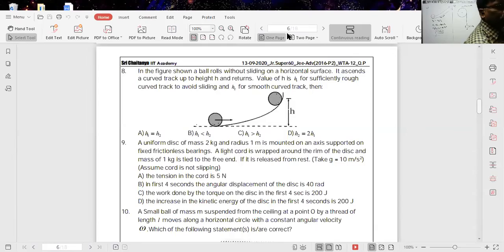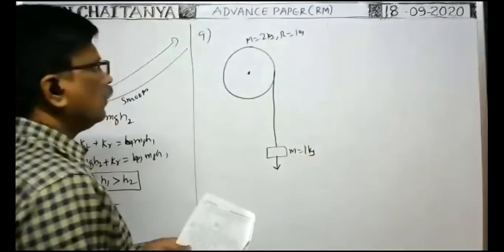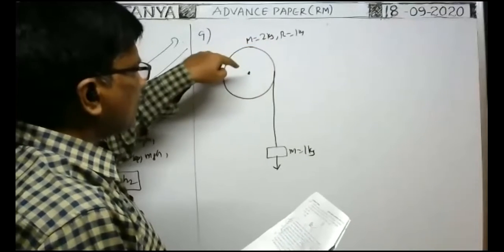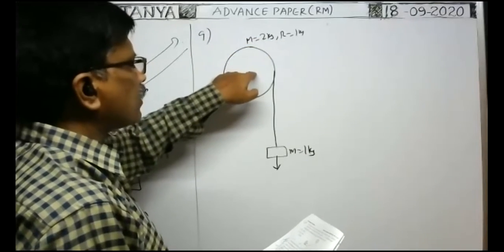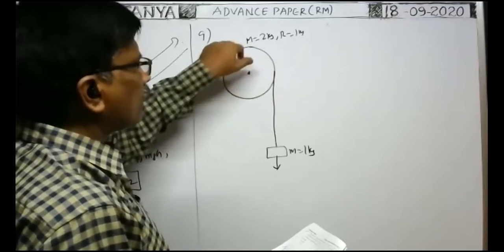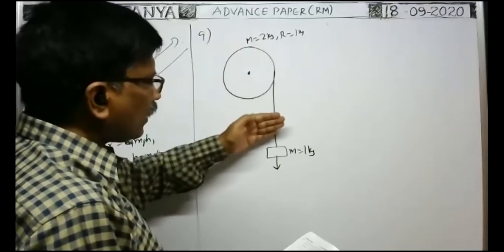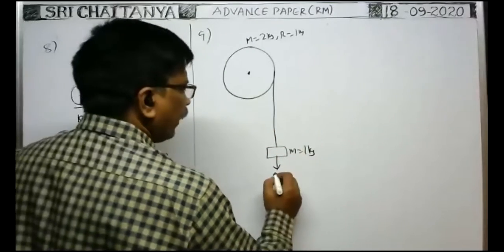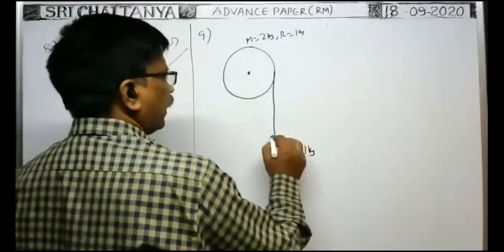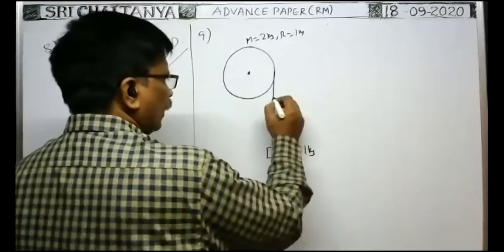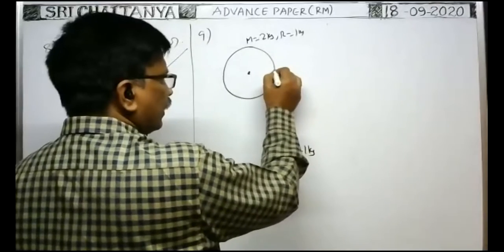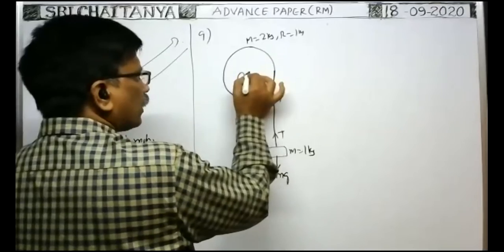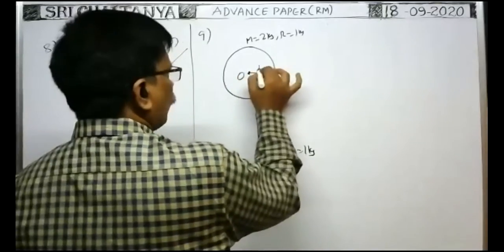So all of you see the problem here. There is a uniform disc of mass 2 kg, radius 1 meter. It is made to rotate freely about a horizontal axis. A string is wound around this disc, and at the other end of the string, a block of mass 1 kg is fixed. Whenever it is released, the weight mg acts vertically downwards. At the same time, tension acts in the upward direction. The same tension pulls the string, so that due to tension, some torque acts on this pulley about this point O. Here, this radius is equal to capital R.